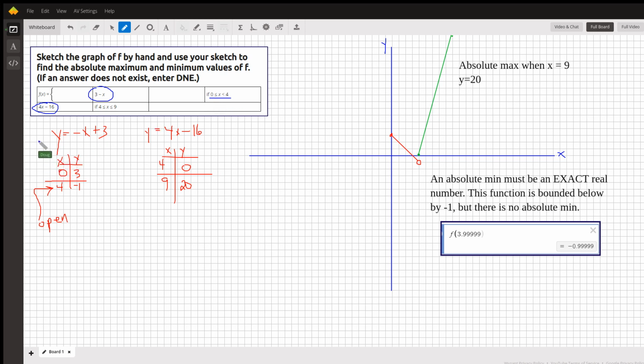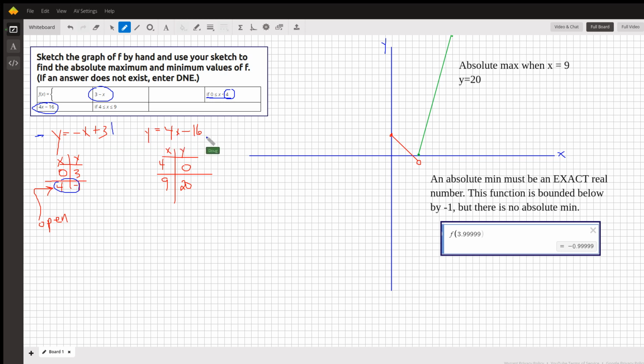So here's a little table for the first rule. All right, it is negative x plus 3. When x is 0, that's the left-hand endpoint. Y is 3. When x is 4, even though 4 is not part of this rule, that's an endpoint that we're going to approach. So when x is 4, y is negative 1, but when you graph it, you have to think of that as an open circle. 4 is not in the domain for this rule.